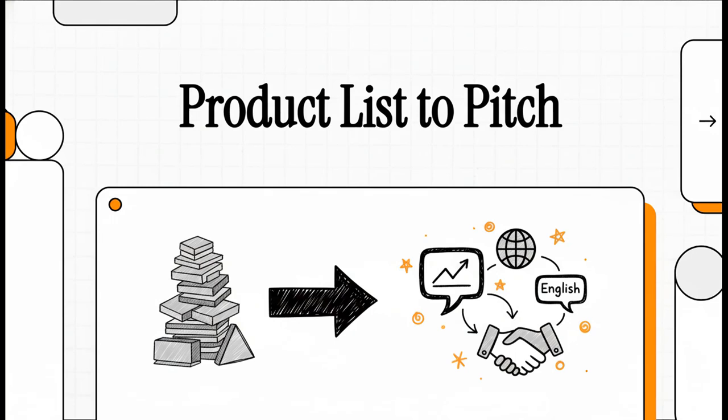All right, let's talk about something we've probably all faced. You get handed this huge pile of raw data, like a super long product list, and someone says, hey, can you make a great company introduction out of this? And maybe you're doing it in English, which can add a whole other layer of challenge, right? It can feel impossible. But don't worry, because today we're going to break down exactly how to tackle that.